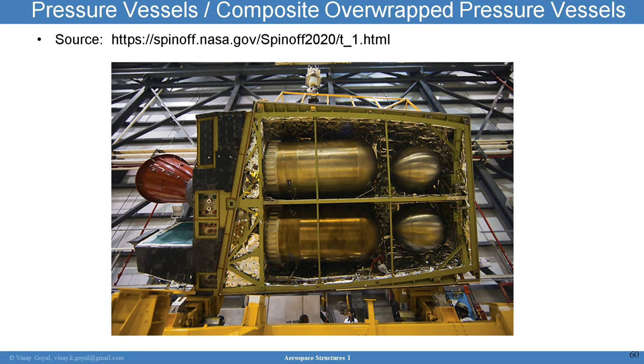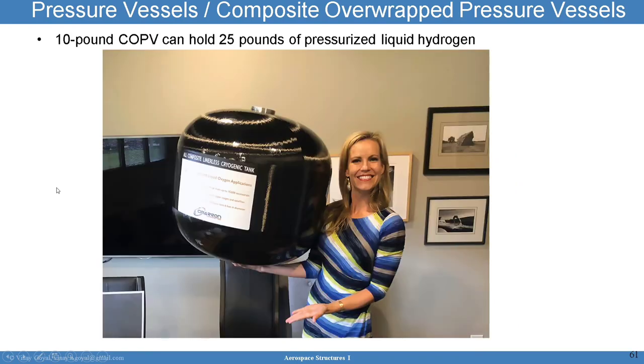Pressure vessels and composite overwrapped pressure vessels are used quite significantly for the purposes of storing fluids that are then used for the rocket operation. Here's an example of a COPV. This came from a NASA website. Here's a 10-pound COPV that can hold 25 pounds of pressurized liquid hydrogen, which is quite impressive, very light for what it can do.